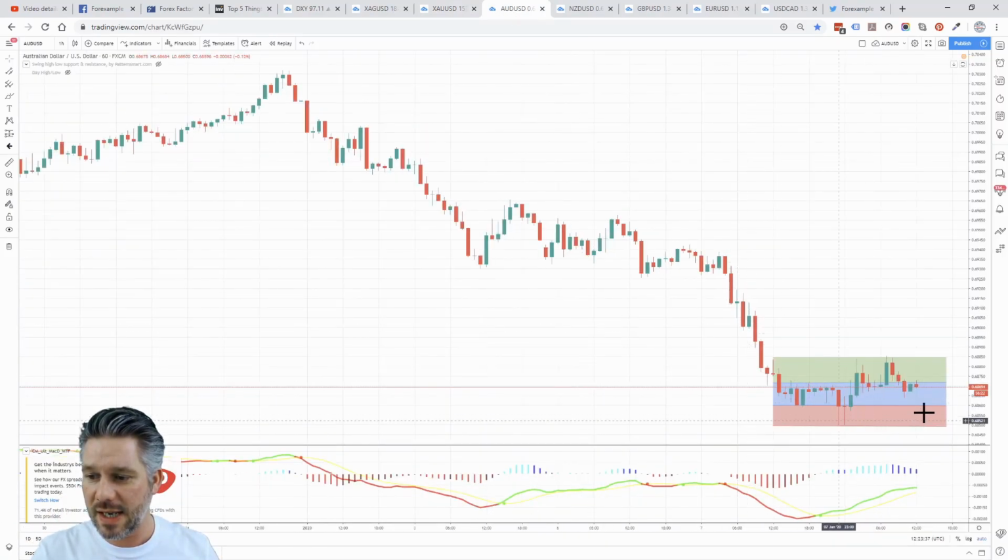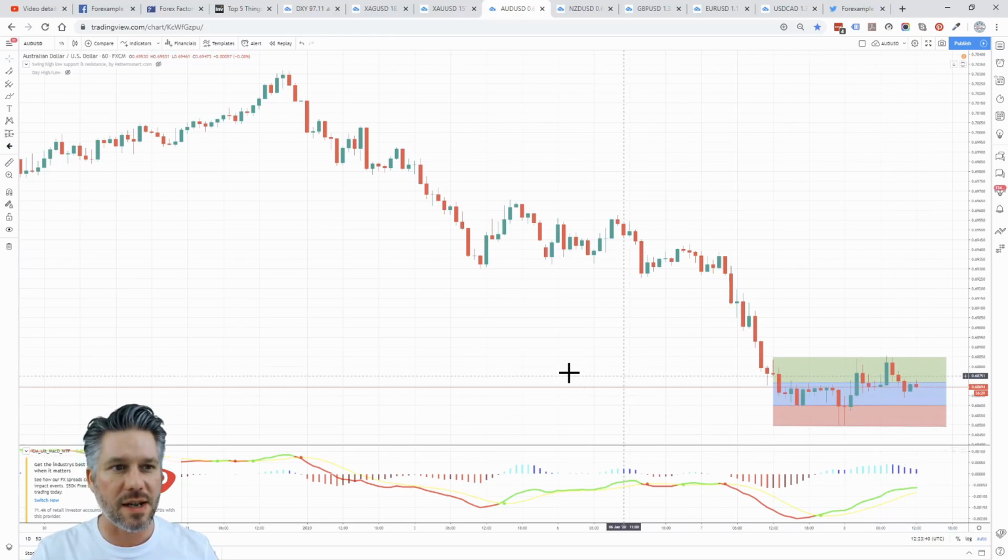Now this one here has just dropped below this level, but it's the same principle. This is on a 1-hour chart, and you can see the tails on the candles here that have pushed down to this level indicate that really that's where we need to be in terms of a stop loss.